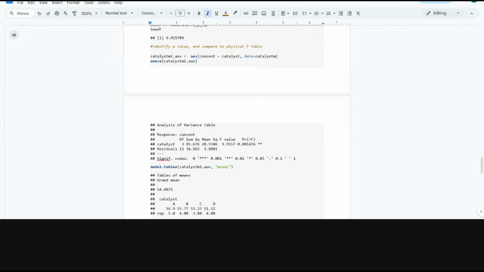Does it therefore tell you that you can get your S pool from here? S pool is the square root of this because this number is the denominator of the F statistic. This number is the numerator of the F statistic. The 28 is the numerator of the F statistic. The 2.8 is the denominator of the F statistic. And we know now that the denominator of the F statistic is S pool squared. So to get S pool, you take the square root of 2.8801.